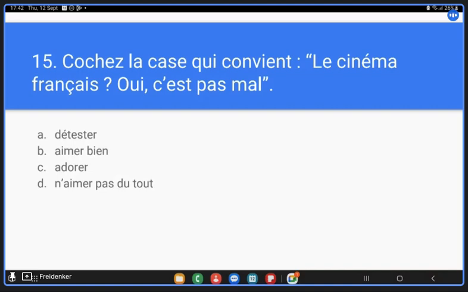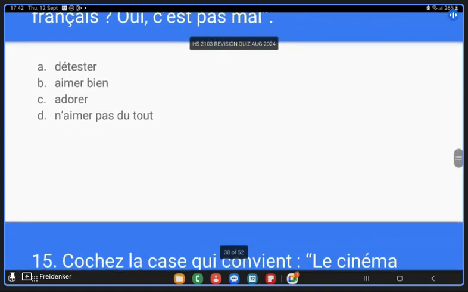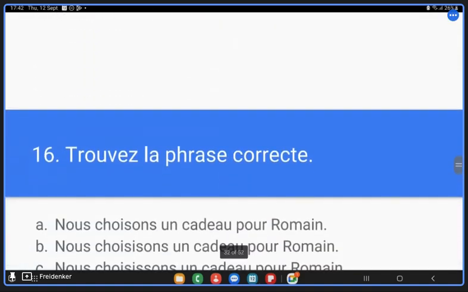Option A is to hate. Détester is to hate. B is aimer bien. Aimer bien is a lesser version of aimer. It's like you don't like it that much, but okay, okay, okay. C is to love it. D is to not like it at all, n'aimer pas du tout. So the correct option here will be option B, because it said it's not bad. Aimer bien, that will be the answer.